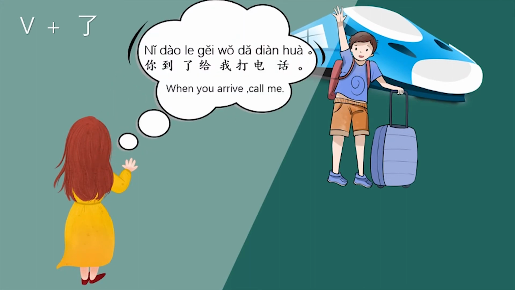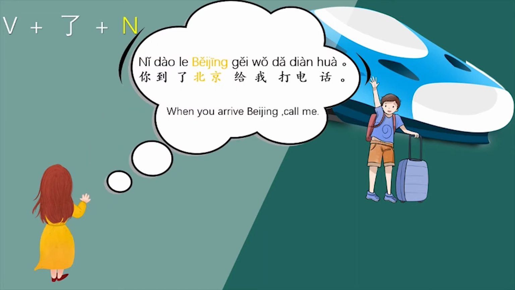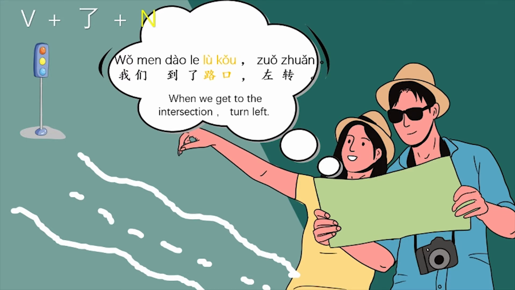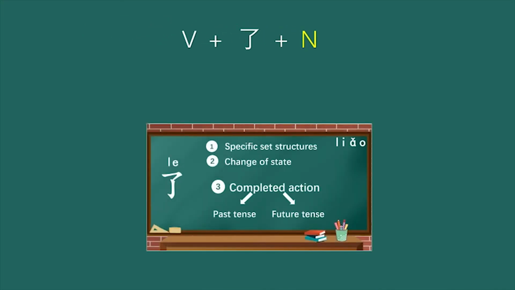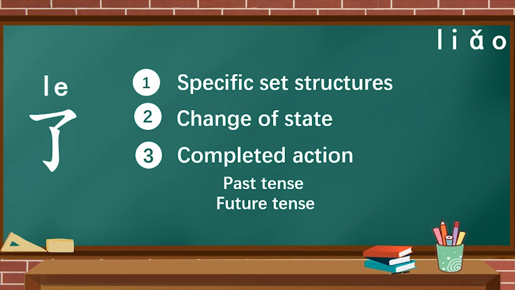Verb add 了：你到了，给我打电话。Verb add 了 add noun: 你到了北京，给我打电话。我们到了路口，左转。Okay, so much for the usage of 了.